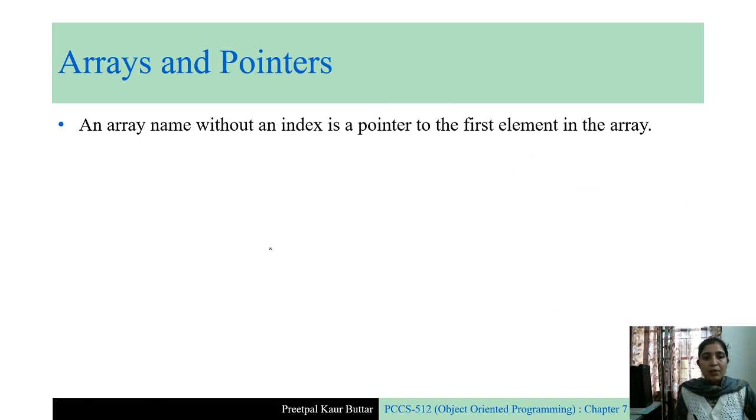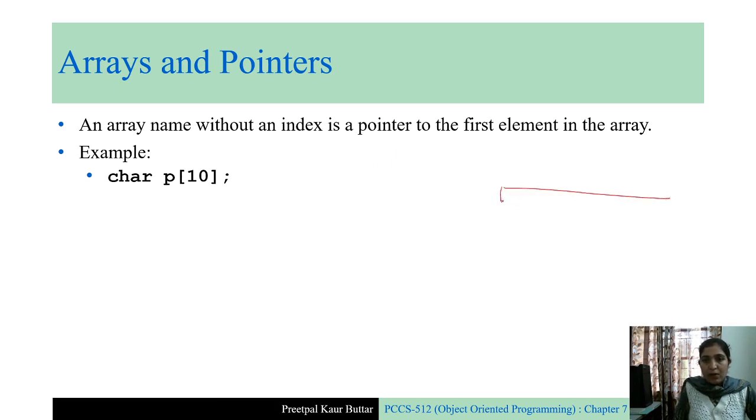An array name without an index is a pointer to the first element in the array. We have already known this. Here is another example for this. Here what are we doing? We are creating a character array of size 10. It means the compiler will allocate memory for 10 characters.